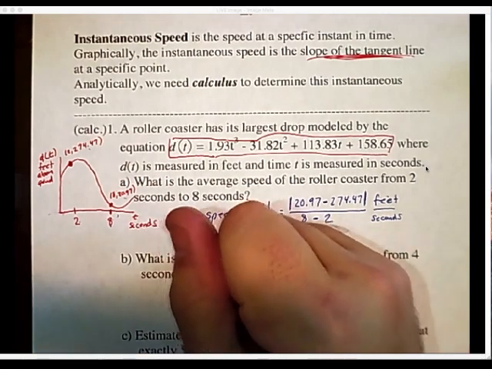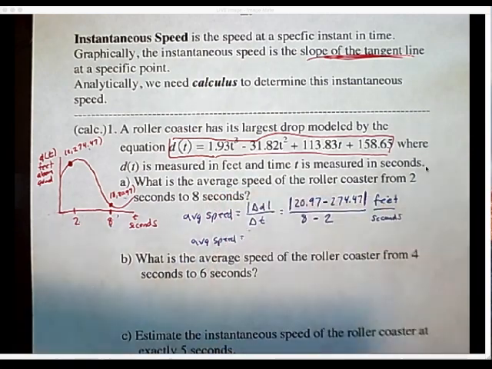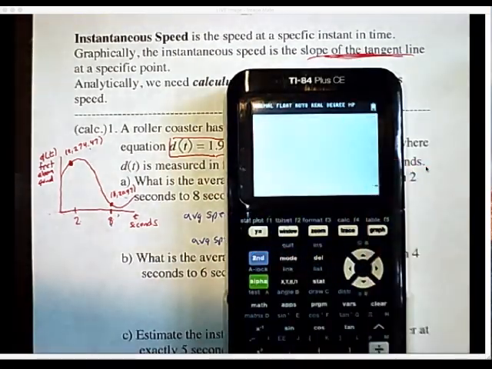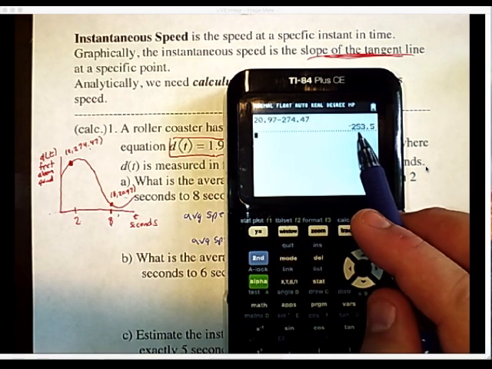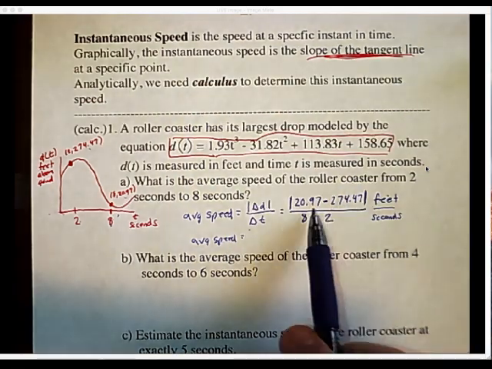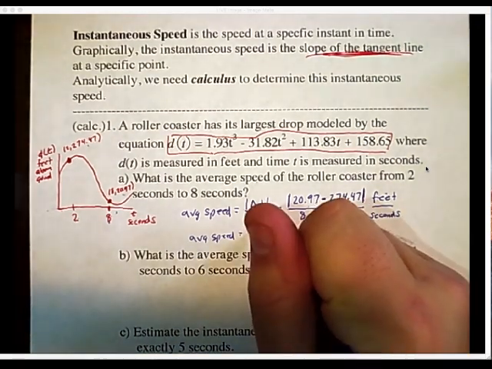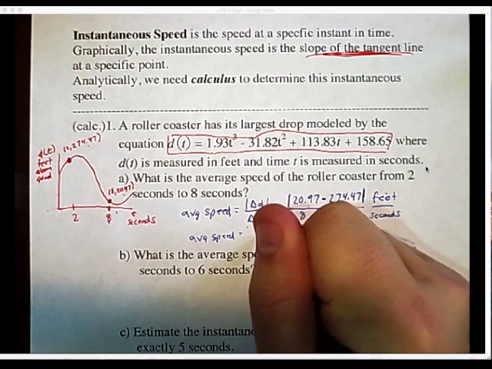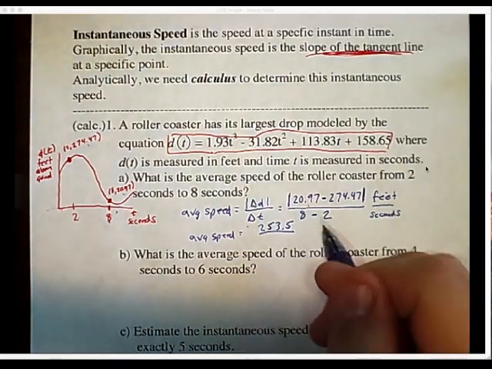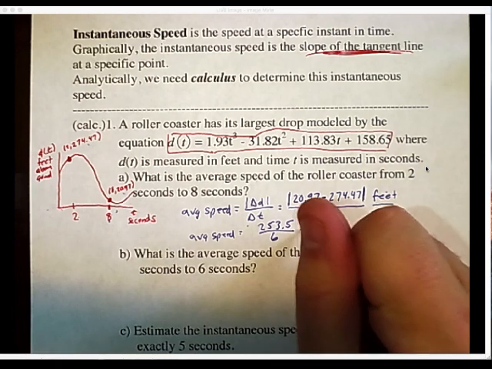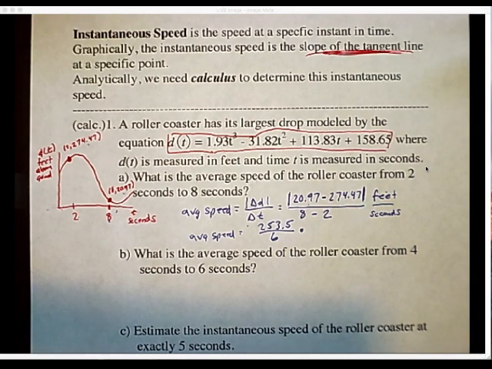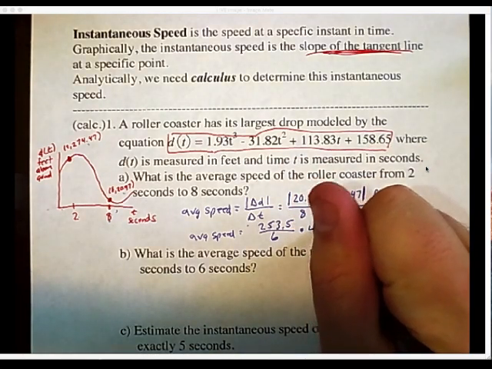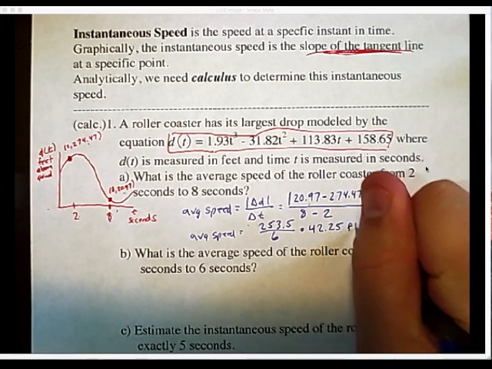Okay. So we can use our calculator here to help us out a little bit. I can do 20.97 minus 274.47. Now that's negative 253.5, but that's got absolute value bars, so that's going to make it positive. So 253.5. And 8 minus 2 would be 6. So if I do that in my calculator, 253.5 divided by 6 will be 42.25 feet per second.